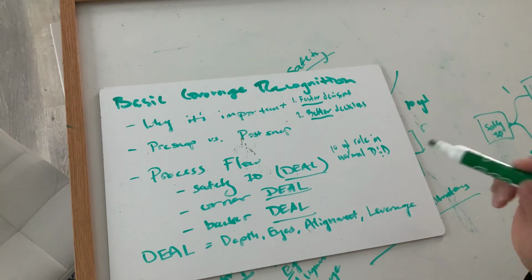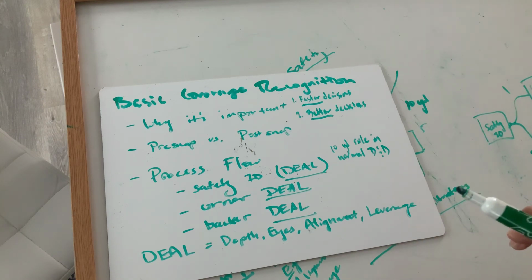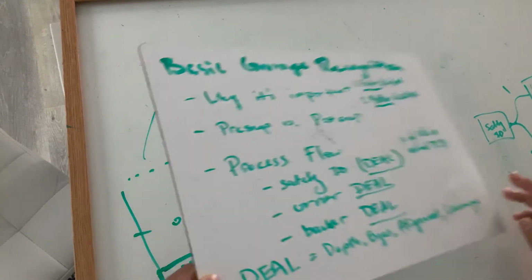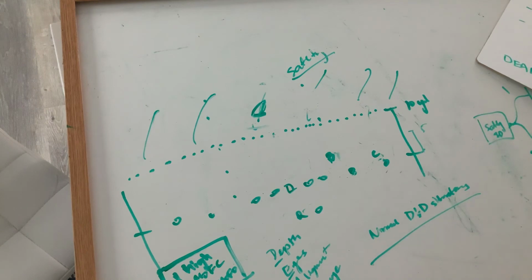So again, talking through that process flow: safety ID, the 10-yard rule in normal down and distance, looking at the corners' depth, eyes, alignment, leverage, looking at the backers' depth, eyes, alignment, leverage. And this helps you spot some strange things. And I'll give one final example before I wrap up.